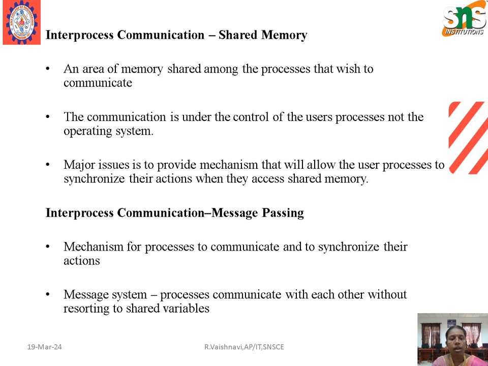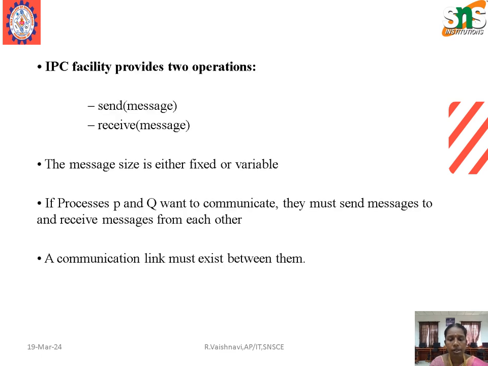Next one is inter-process communication using shared memory, an area of memory shared among the processes that wish to communicate. The communication is under the control of the user processes, not the operating system. The major issue is to provide a mechanism that will allow the user processes to synchronize their actions when they access the shared memory. Next type is inter-process communication by message passing, a mechanism for processes to communicate and to synchronize their actions. That is a message system. Processes communicate with each other without resorting to shared variables.